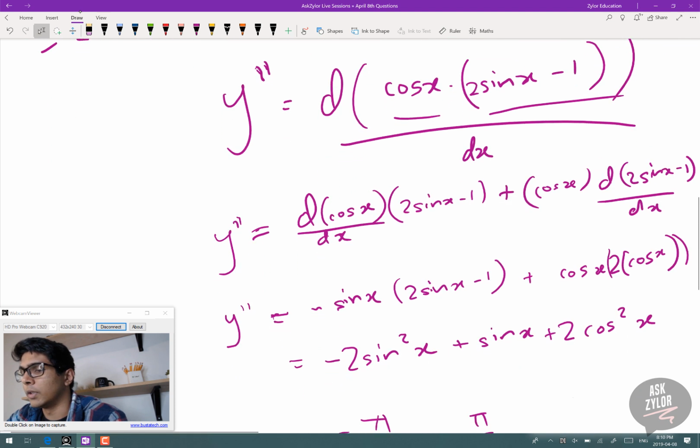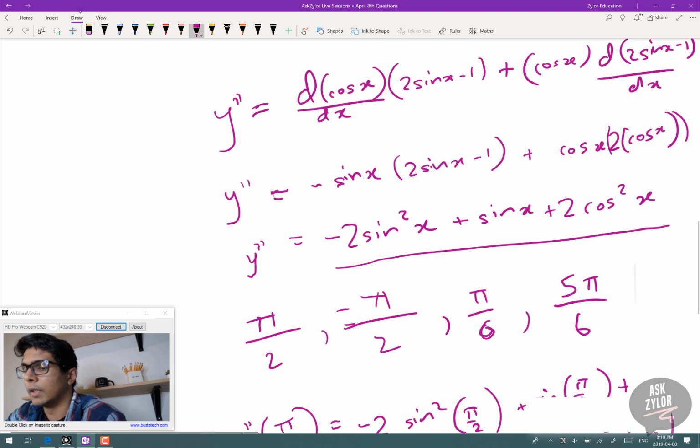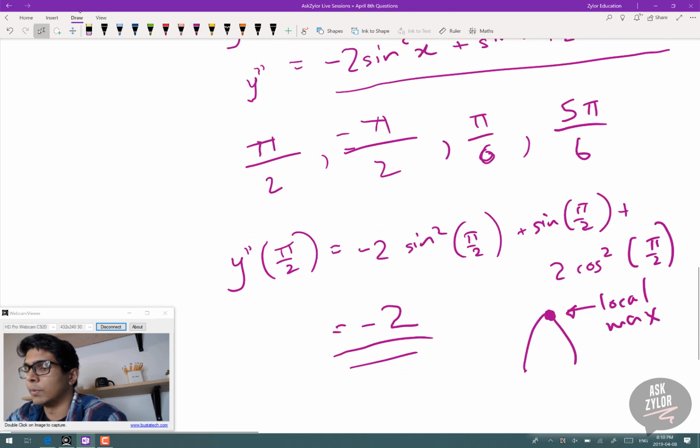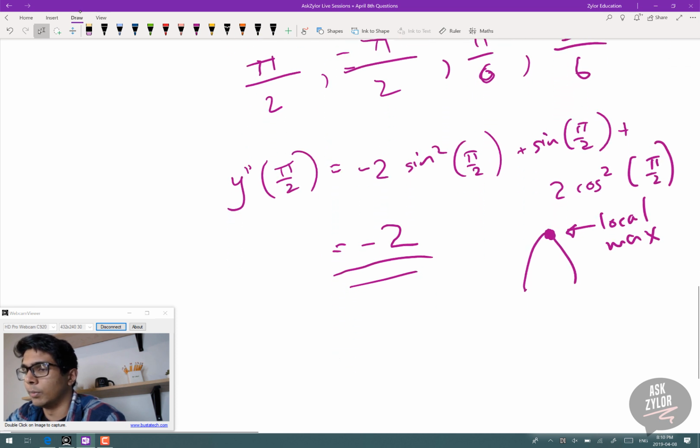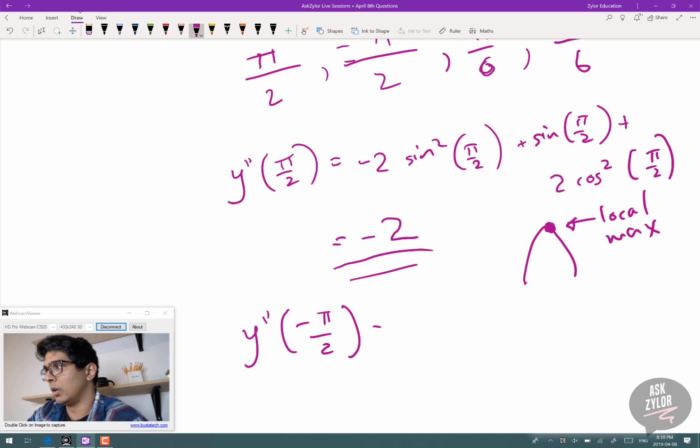So I went through, I found my second derivative, which came up to negative 2 sine squared x plus sine x plus 2 cos squared x. Then it's a matter of substituting these values into my second derivative to get a positive or negative number. So I did my first point, pi over 2, to give me negative 2. Then I'm going to do negative pi over 2, which should give me a negative 3, which tells me it's again still a max.